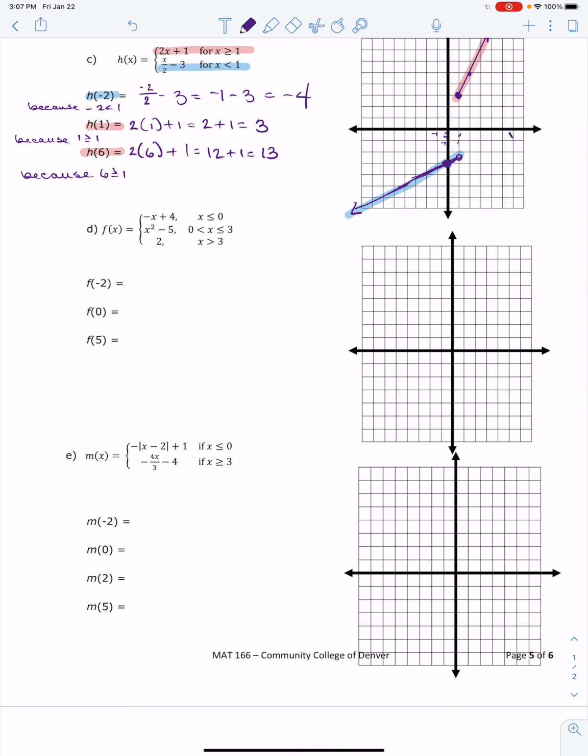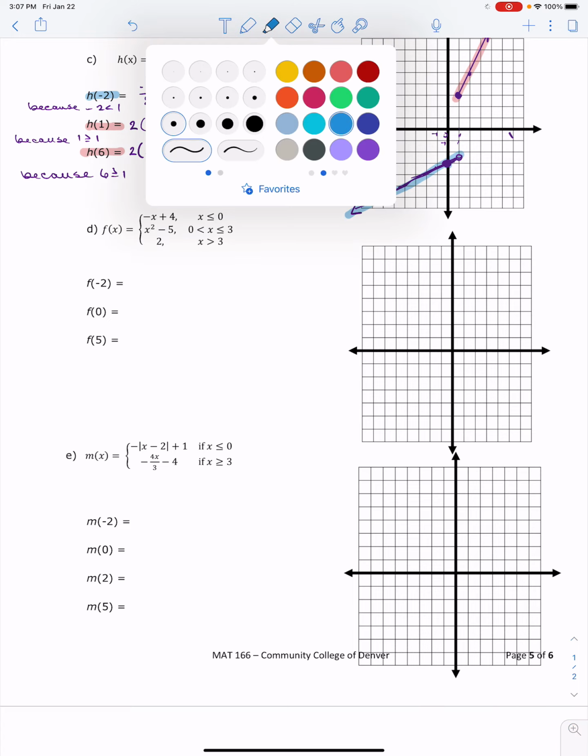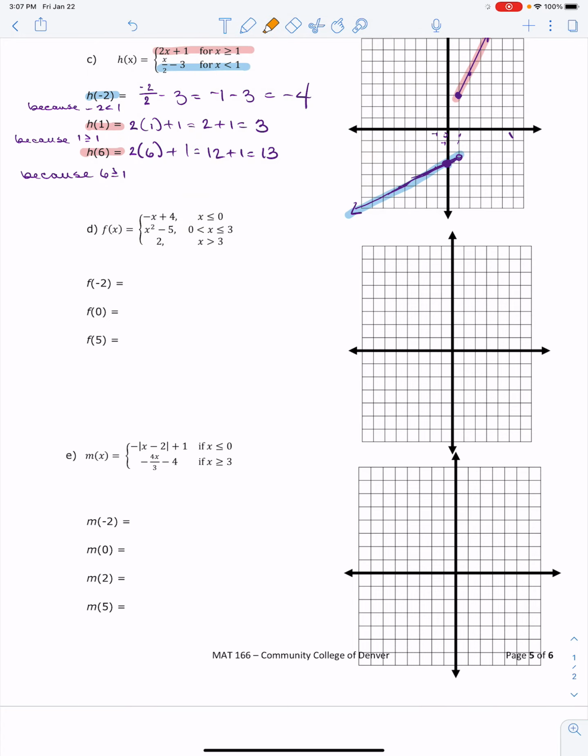so D. We have 3 parts here, which is something a little different for us. So let us go with negative x plus 4 with x less than or equal to 0. And so I'm going to take a look at the values that I need to plug in. f of negative 2 is definitely less than or equal to 0. So I use the orange part of the function to evaluate here. I get negative 2 plus 4, 2 plus 4, which is 6.